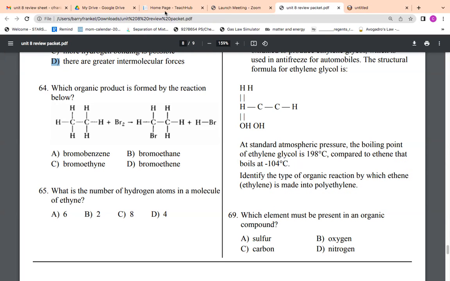Number 69. Now, which element must be present in an organic compound? We did this question already. It is carbon. If there is no carbon, it's for sure not organic.